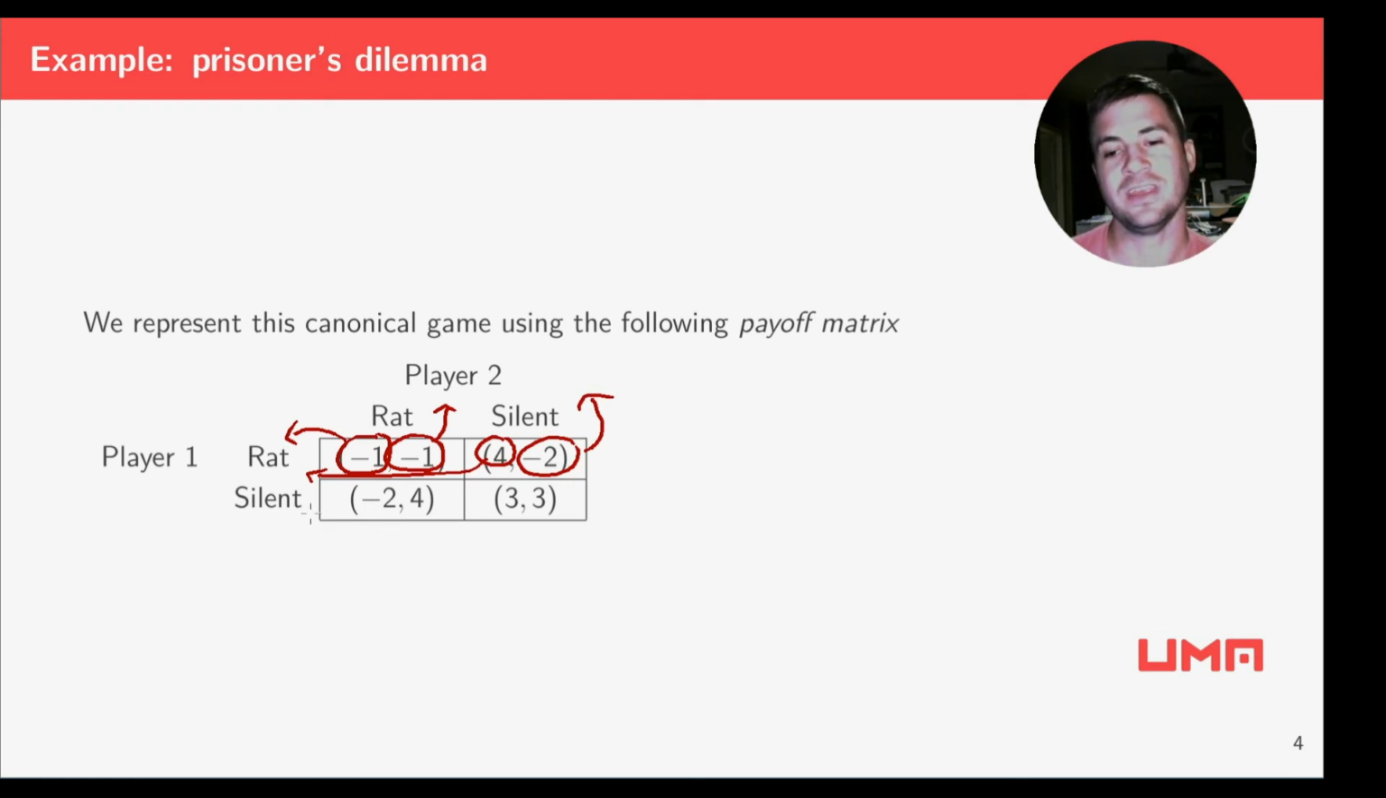If player 1 stays silent while criminal 2 rats them out, player 1 is going to receive the maximum sentence, -2, while player 2 gets to walk with utility 4. And if both criminals are silent, then they each receive payoff 3. So the important thing is the first number corresponds to the payoff for player 1, and the second number corresponds to the payoff for player 2.